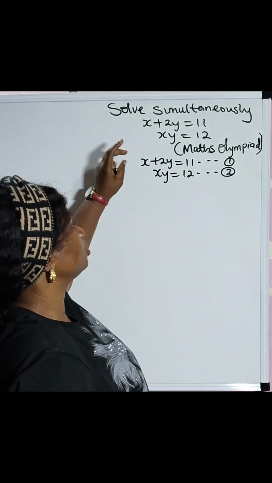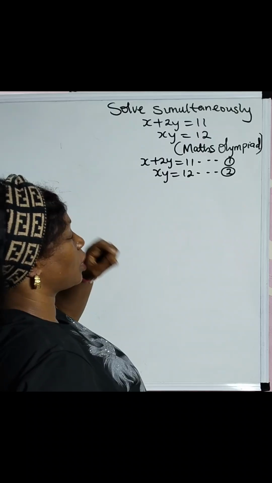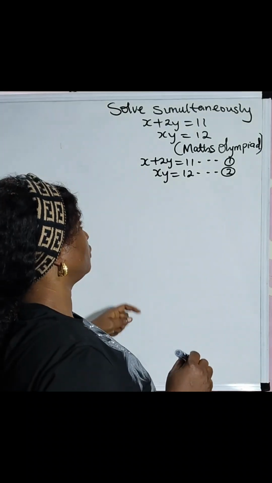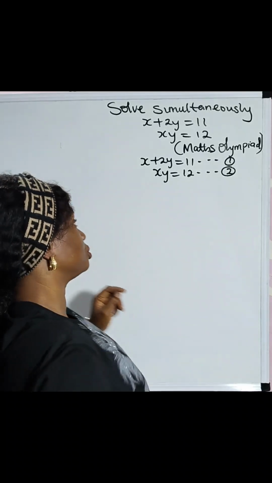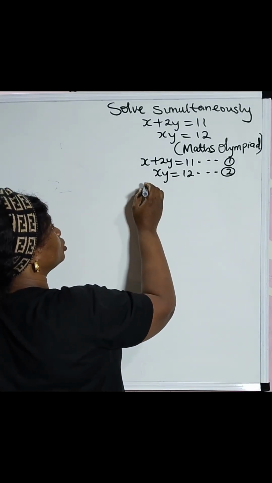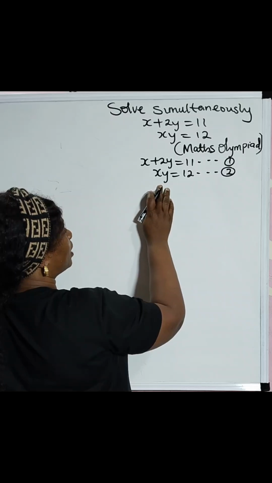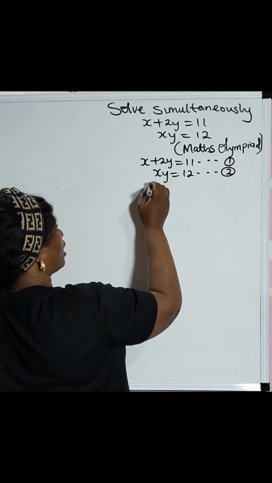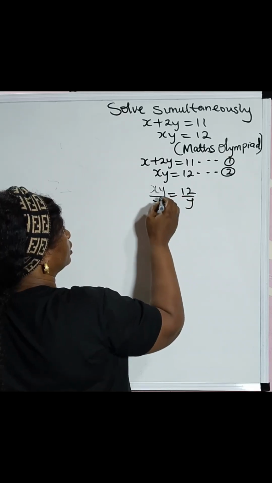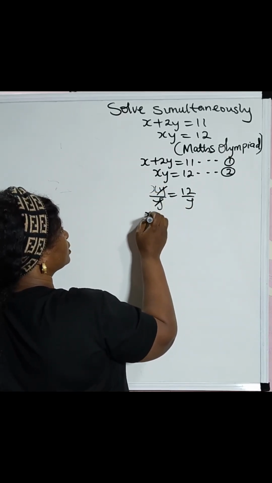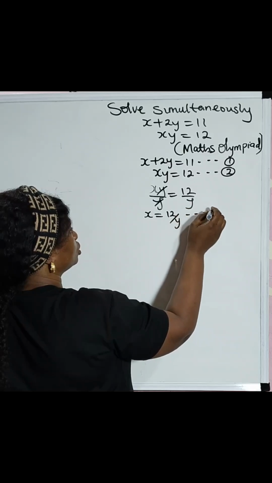So from equation 2, I'm going to make x the subject of the formula. You can make either of the letters the subject of the formula. You can also use either of the equations, but I am picking equation 2. Now from equation 2, for us to make x the subject of the formula, we are going to divide both sides by y. So we have xy over y is equal to 12 over y. This will eliminate this. We now have x is equal to 12 over y. We call this equation 3.